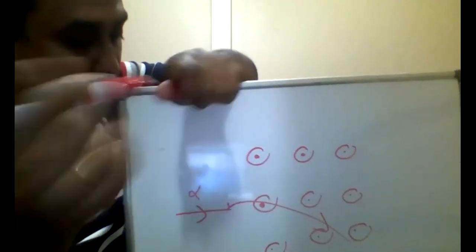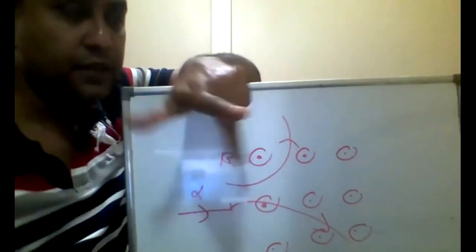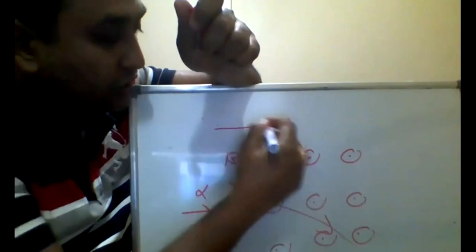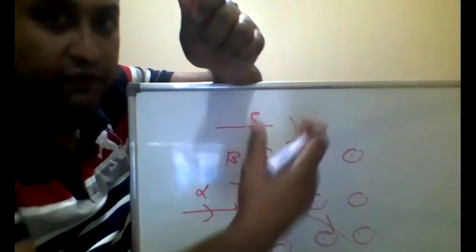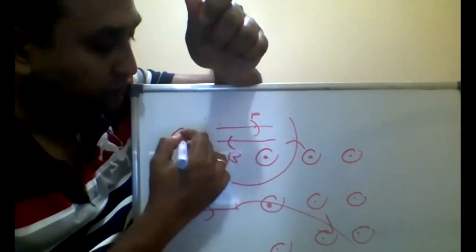But why does beta go up? Now if you want to find for beta, beta is the flow of electrons. That means electrons move to the right. If electrons move to the right, that means your current will move to the left.